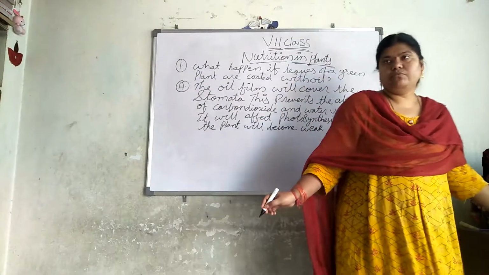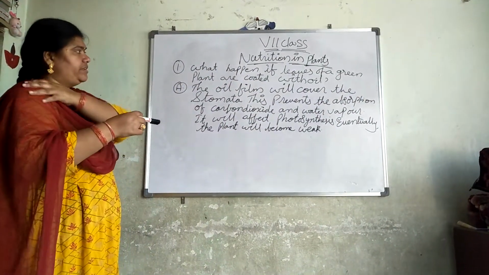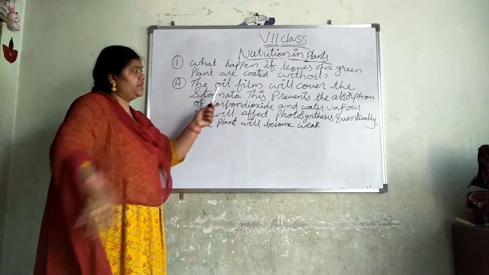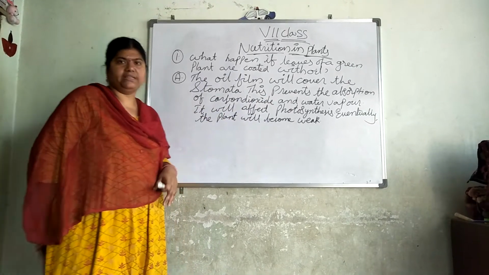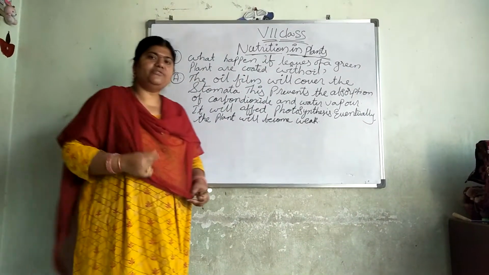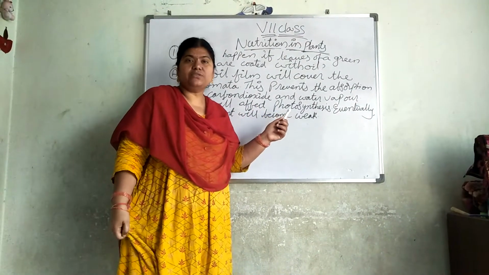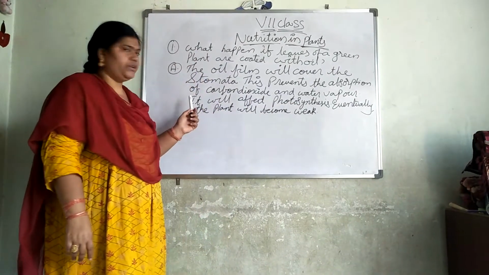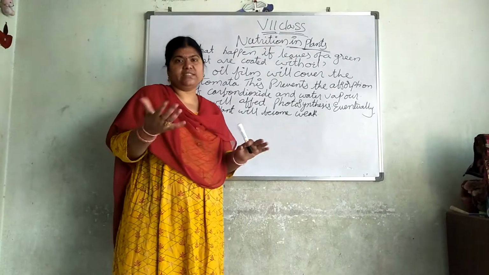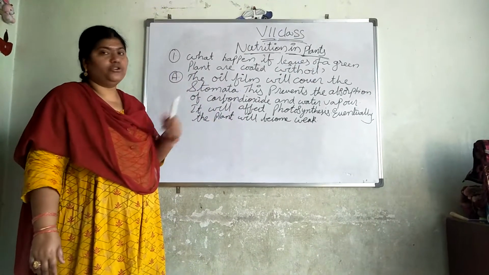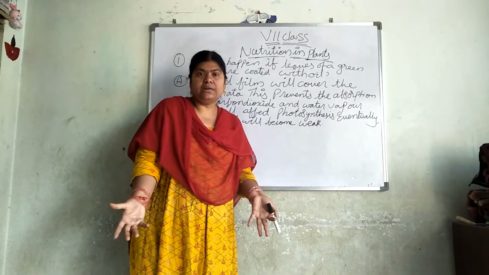So, see here, what is our first answer? What happens if leaves of a green plant are coated with oil? The oil film will cover the stomata. So this prevents the absorption of carbon dioxide. If the pores of the stomata are covered, then the exchange of gases will be stopped, and water vapor also will be stopped. Means the transpiration process will be stopped and exchange of gases also will be stopped. It will affect the photosynthesis process. Eventually, the plant will become weak and slowly it will die.